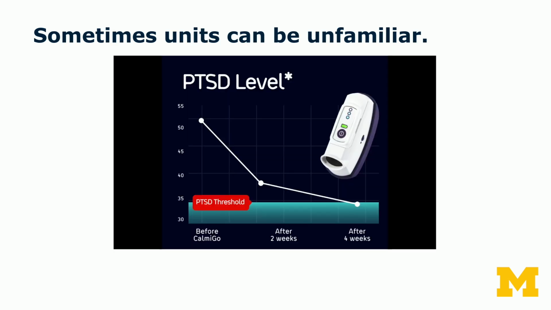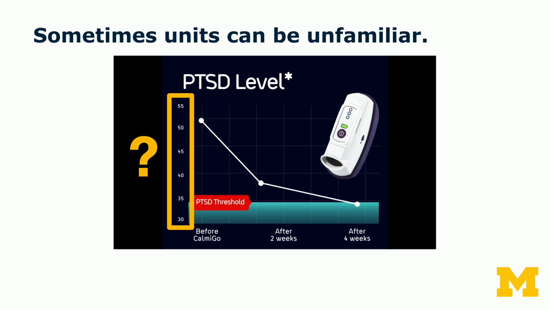Sometimes a unit can be quite unfamiliar, though. Here's an example of an advertisement I saw online. It was a targeted advertisement on social media for a device that seems to be marketed to treat post-traumatic stress disorder, or PTSD. And on the y-axis here, they have these numbers, which I guess are the PTSD level. Now, I am not somebody who specializes in post-traumatic stress disorder. I don't know how PTSD is measured, and so I don't know what these numbers are at all.